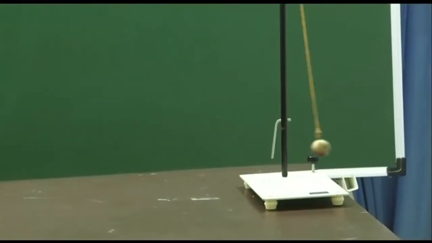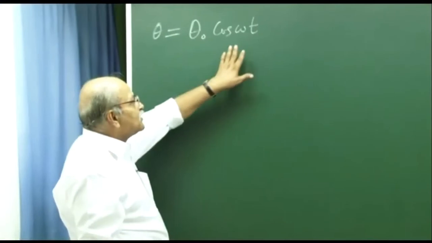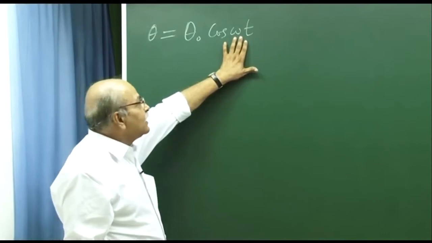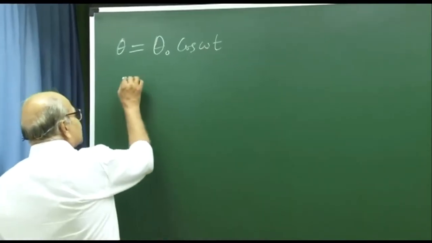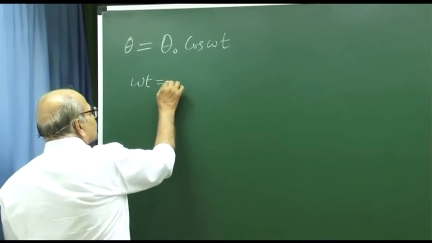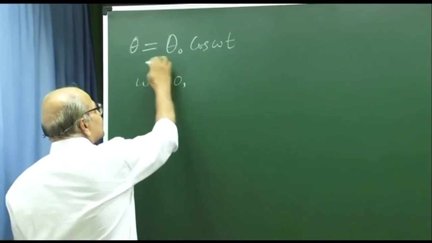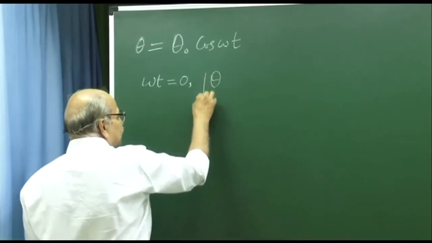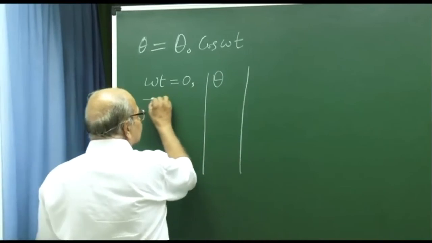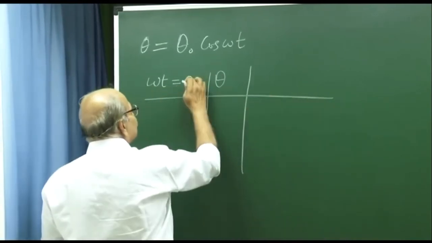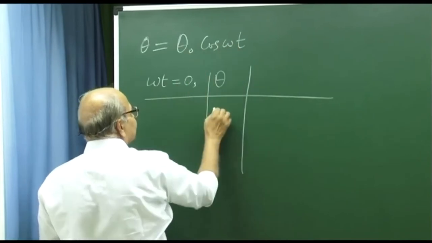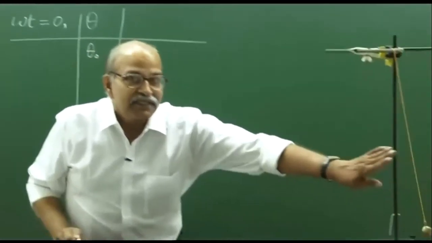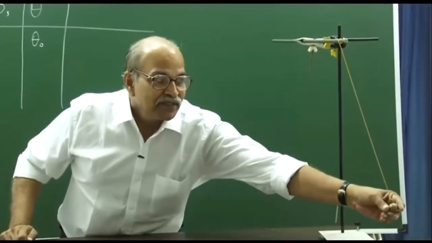So, this entire phase can be described mathematically just by giving the value of omega t. And how? Let us try. Suppose omega t is 0. What does it say? It says that theta is equal to theta naught. So, let me make a table. Theta is equal to cos of 0, which is 1. So, theta is equal to theta naught and it is positive. So, the pendulum is at its positive extreme, theta naught.